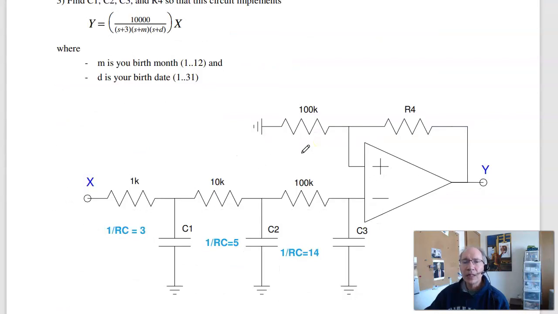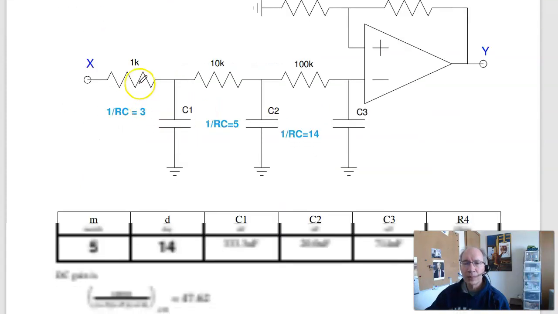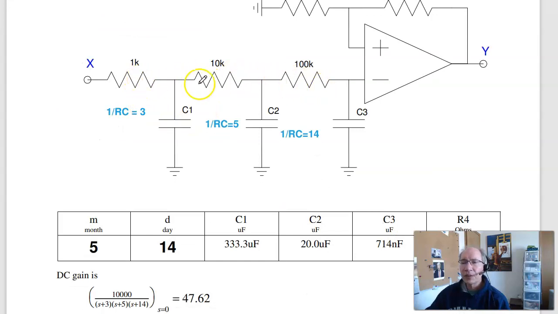Problem 3 is to come up with a low-pass filter. For me, this is S plus 3, S plus 5, S plus 14. This is a 3-stage RC filter. By making the resistors 10 times larger, there's not too much loading. So here I want one over RC to be 3. I know R, solve for C, 333 microfarads.